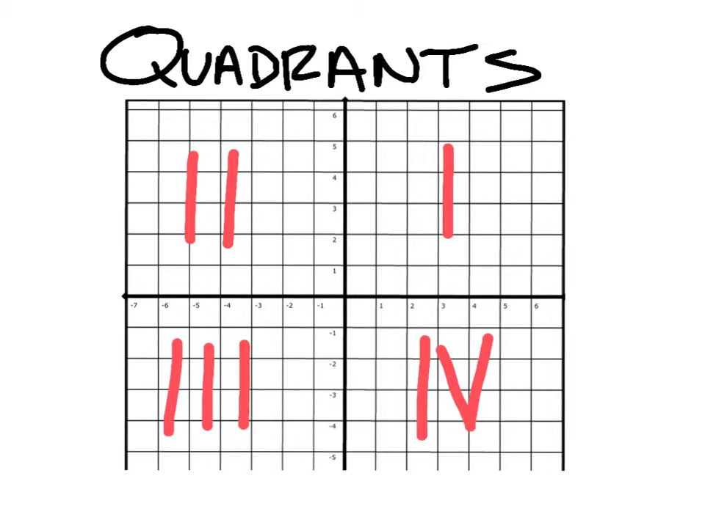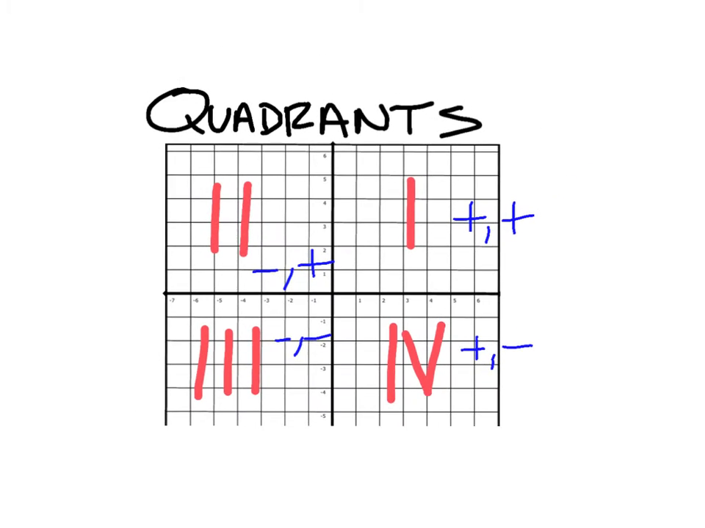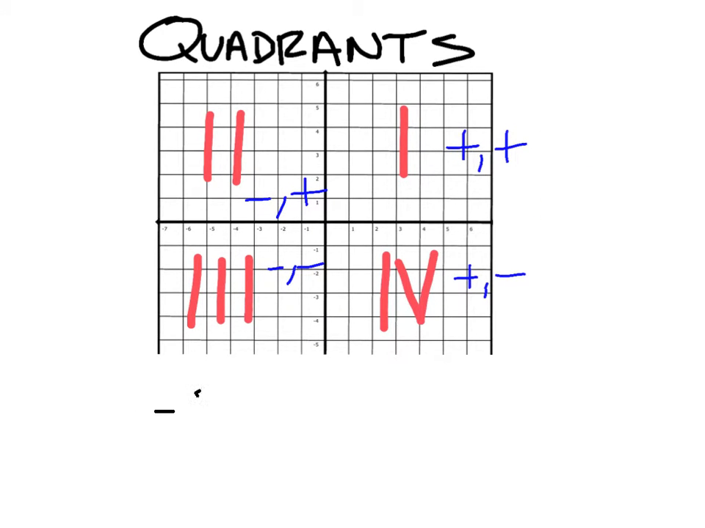The quadrants are 1, 2, 3, and 4. And the first quadrant, if you'll remember, is plus plus. The second quadrant is negative plus. The third quadrant is negative, negative, and the fourth quadrant is positive, negative. So keep that in mind whenever you get a problem that looks like this.